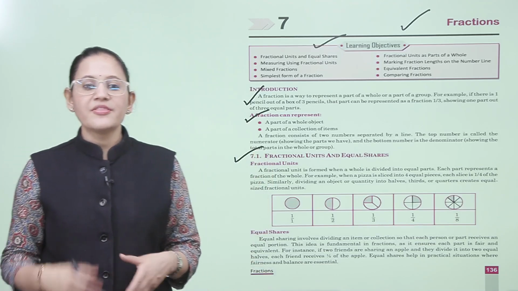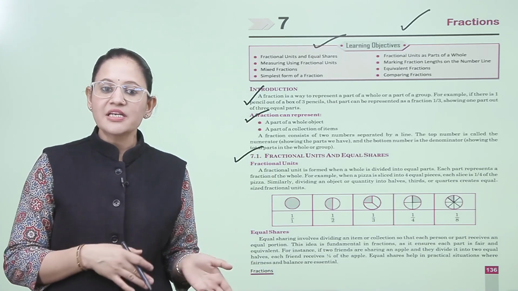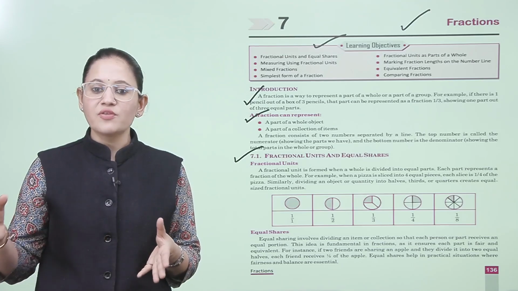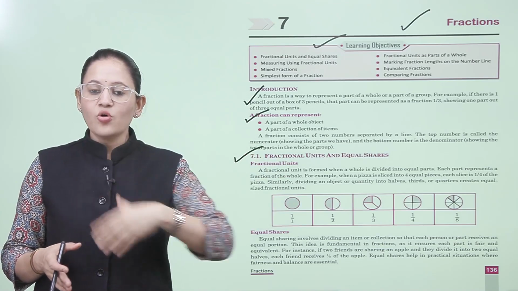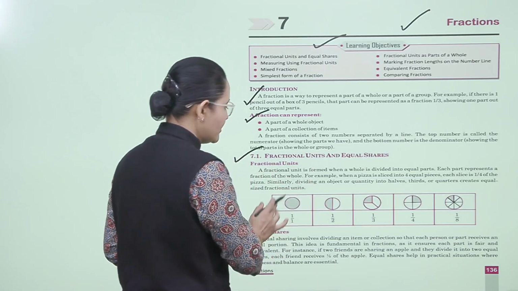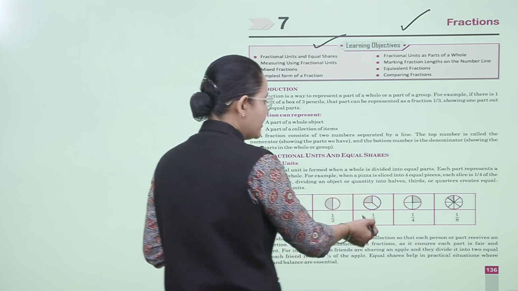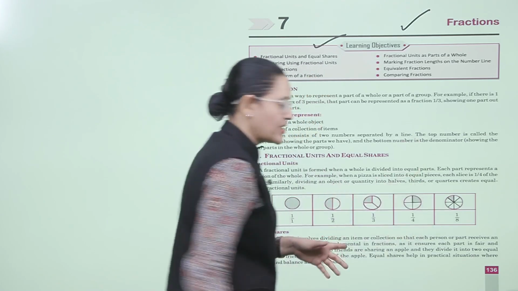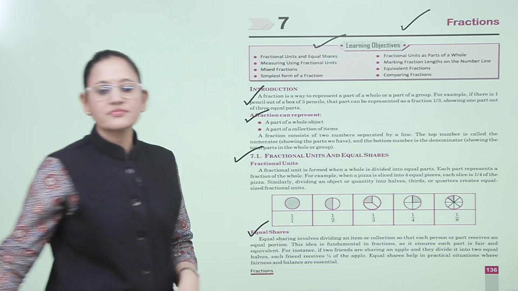Next is fractional unit and equal shares. The fractional unit is formed when the whole is divided into equal parts. Each part represents a fraction of the whole. For example, when a pizza is sliced into 4 equal parts, each slice represents 1 by 4 because the whole pizza is divided into 4 equal parts. Here the whole pizza is divided into 2 equal parts, then 3 parts, then 4 parts. Each represents 1 by 4. Here there are 8 parts, so each represents 1 by 8. Clear?